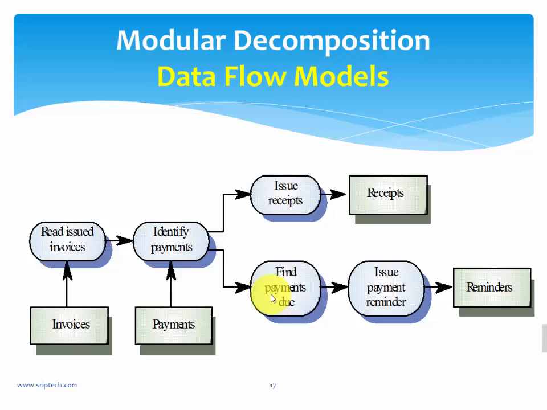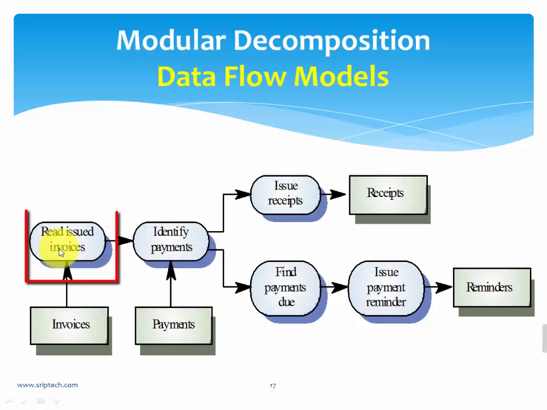Now the second type is called the data flow model, which comes under modular decomposition. What do you mean by a data flow model? Simple. The entire system is transformed into functional modules, which transform input to an output. Now there are some functional modules here. You can see read issue invoices, that's a functional module. Identify payments is a functional module. Every functional module will do one thing: it will transform an input to an output.